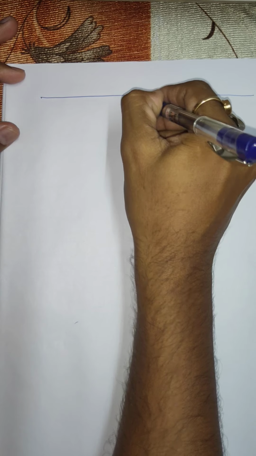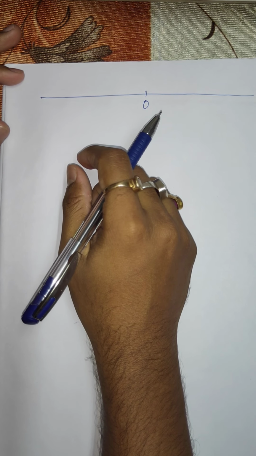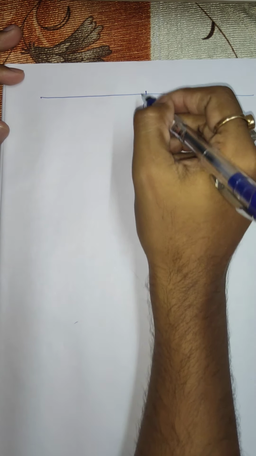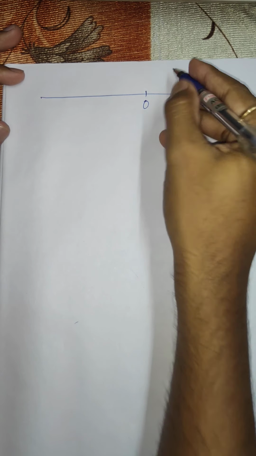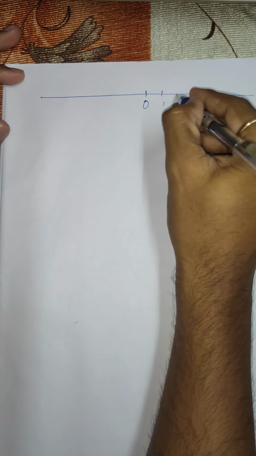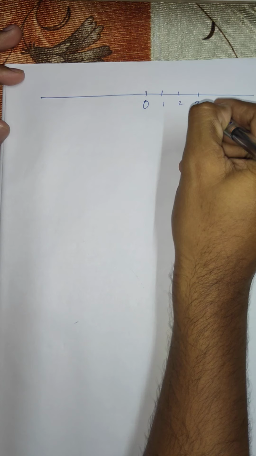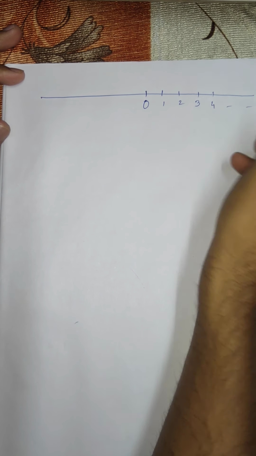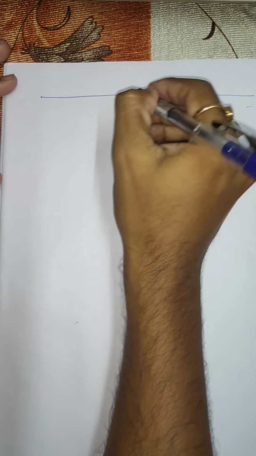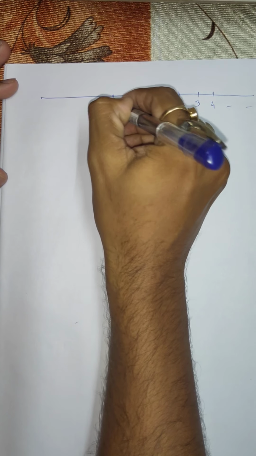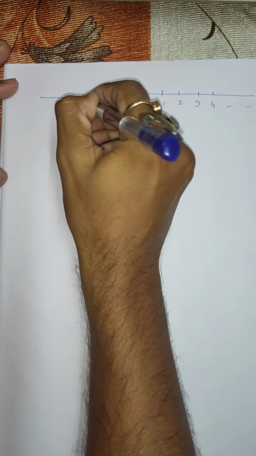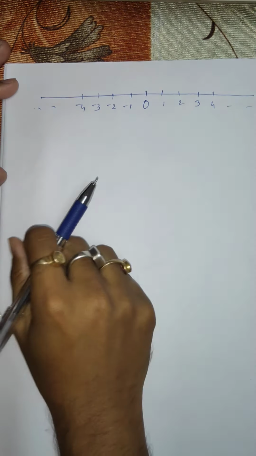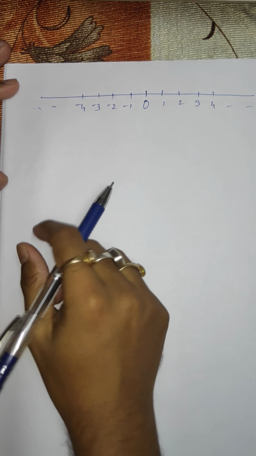This is the position of 0. Number line you have already got in the previous class. I am just recalling. On the right side of the 0 there are positive numbers 1, 2, 3, 4 up to infinity, and on the left side there are negative numbers up to infinity in both sides.